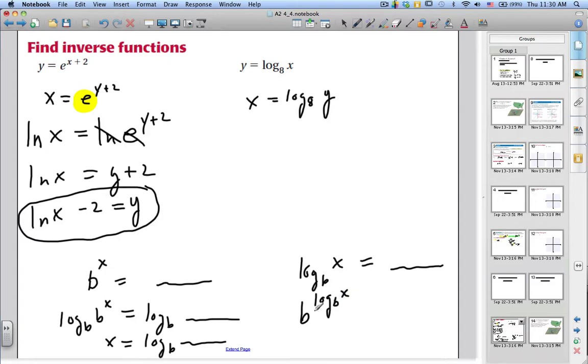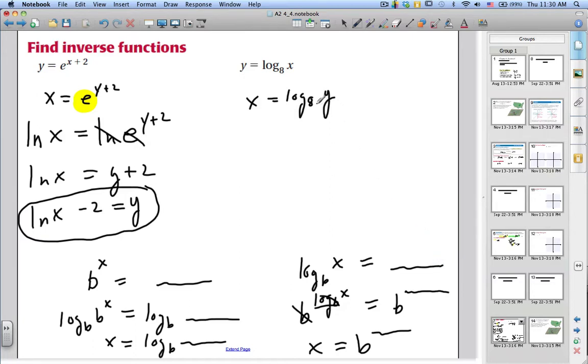So a log base b of x power equals b to the everything else power. So I took both sides of the equation and I made them exponents on the same base. I do that because this will cancel, and I'll get x will be equal to b to the power of whatever else was on that side of the equation.